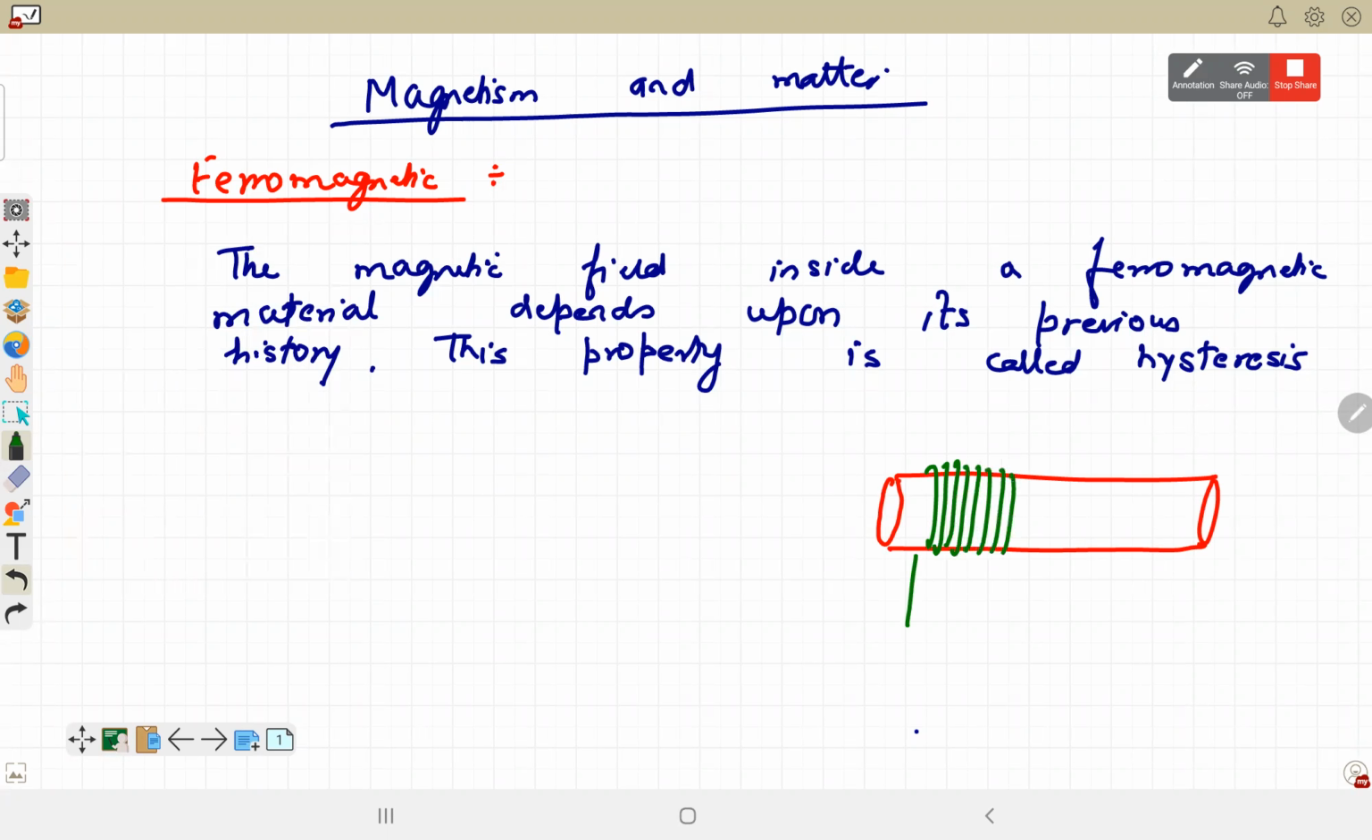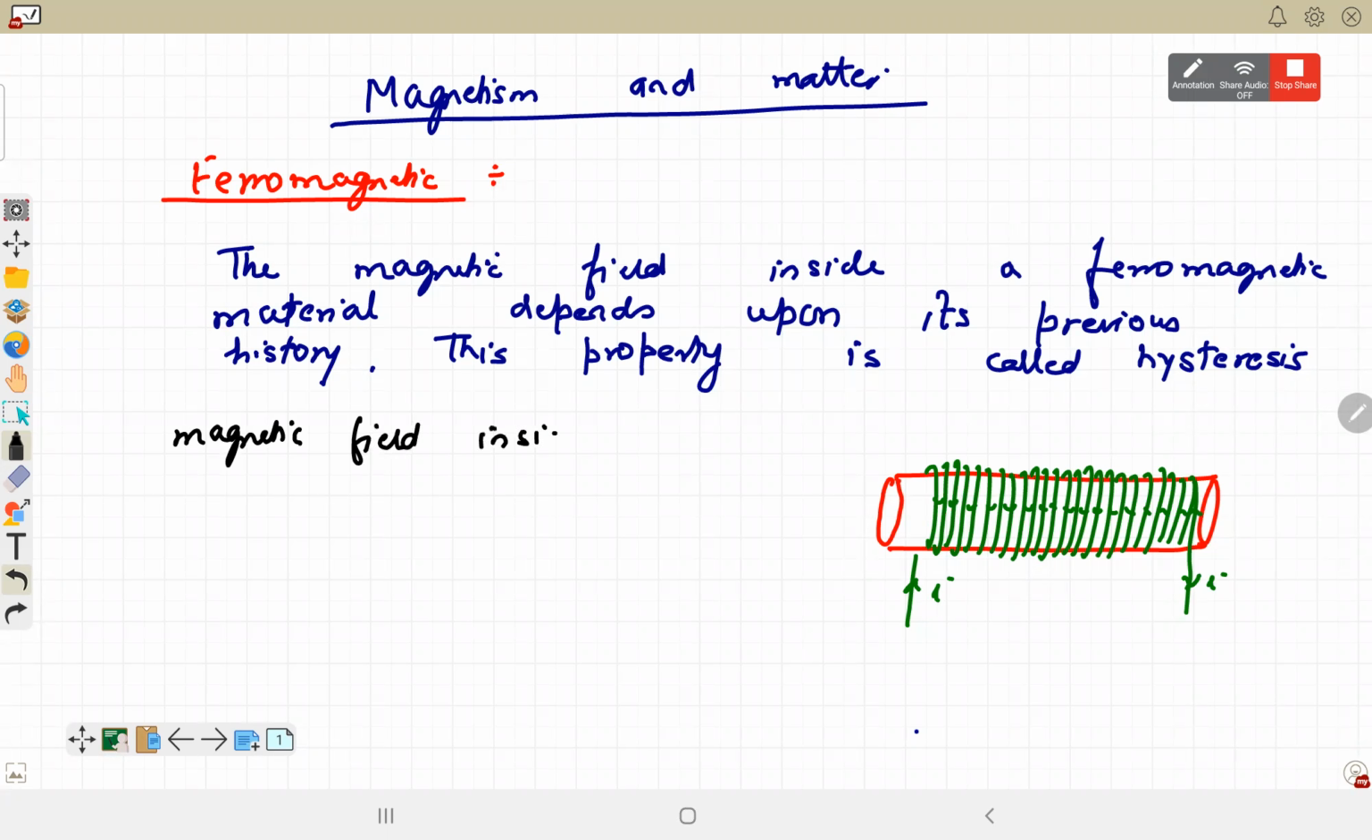If there is a solenoid and that solenoid has n number of turns, suppose the iron rod is kept inside the solenoid. When a current I is passed into the solenoid, that solenoid develops a uniform magnetic field in the whole space. Inside, the magnetic field is constant.